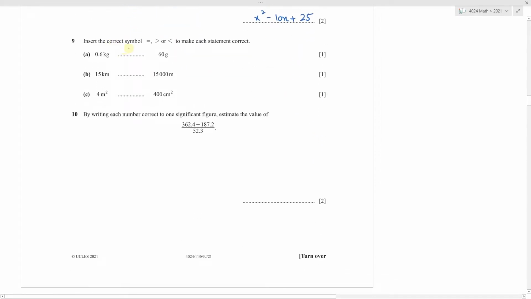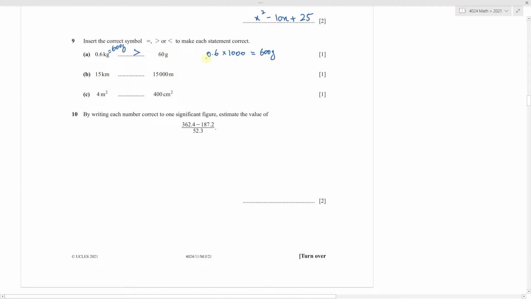Question number 9 is insert the correct symbol, equal to, greater than, or less than, to make each statement correct. So 0.6 kg and 60 grams. So let's convert 0.6 kg into grams. I will multiply it by 1000. So I will get 600 grams. So definitely this is 600 grams, which is greater than 60 grams.